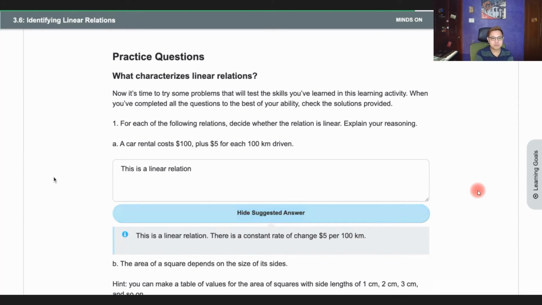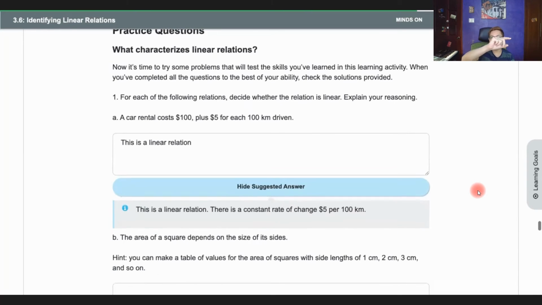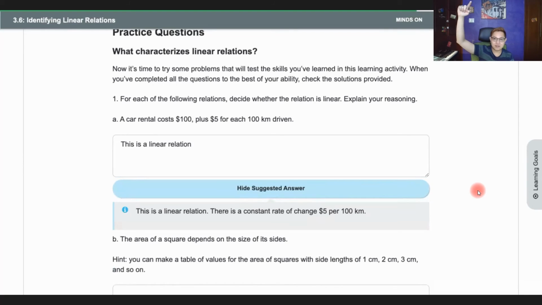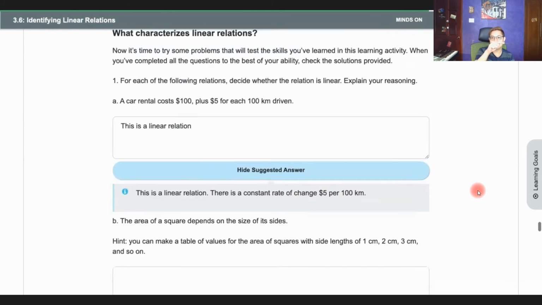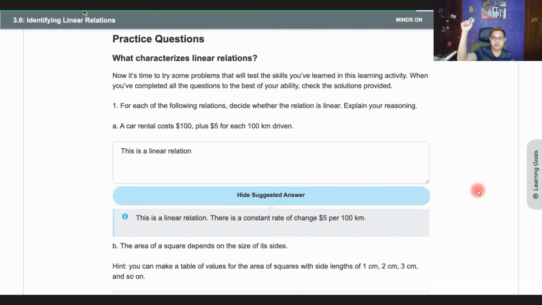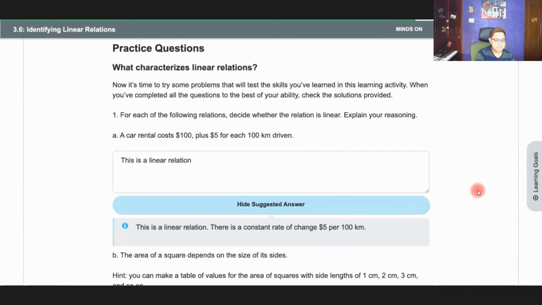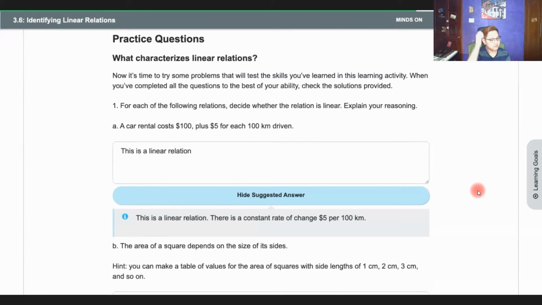It's a linear relation because it goes from a base and then goes up by the same small difference each time, like $100 and then going up 105, 110, 115, 120, 125, 130. So it's a linear relation. It's going in a straight line. It doesn't curve.